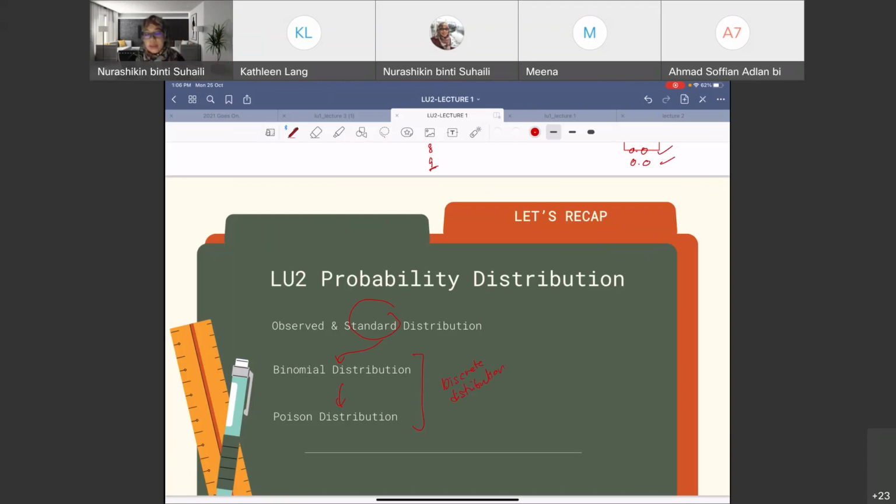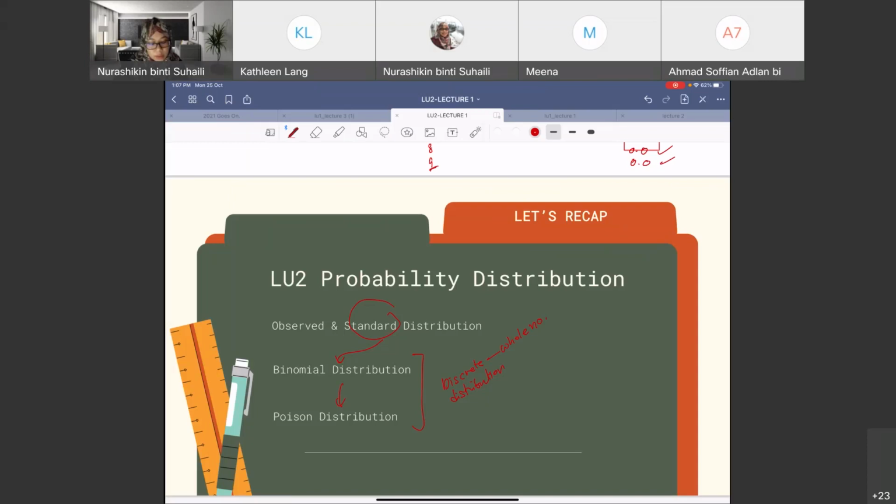How to know that it is a discrete distribution? If you talk about the events, r equal to 1, after that is r equal to 2, r equal to 3. There's no r equal to 1.5, 1.6. There's no decimal points. Discrete is whole number. So that is binomial and Poisson.